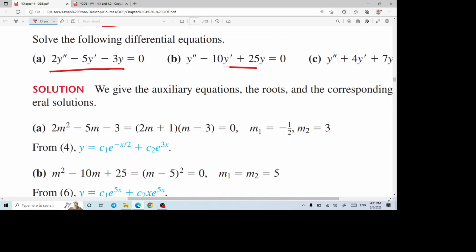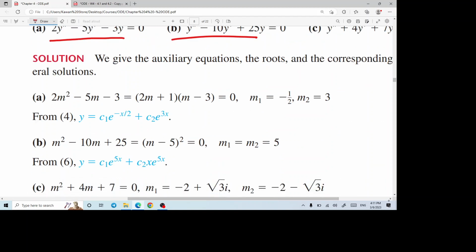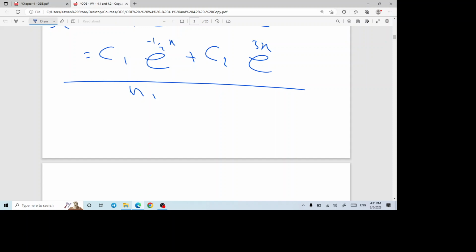The second example in the previous lecture, we have that one. So we got m squared, (m minus 5) squared is equal to 5. So it means that we have duplicate m, right? So how about the solution? Instead of m1 and m2, no. If m1 equals m2, we will say yc equals c1, any one of them.